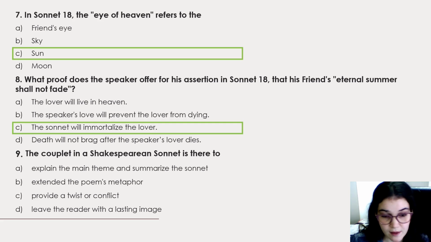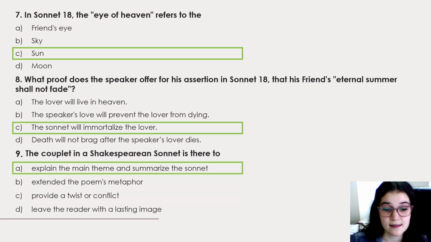Question 9, the last one. The couplet in a Shakespearean sonnet is there to A, explain the main theme and summarize the sonnet. B, extend the poem's metaphor. C, provide a twist or conflict. Or D, leave the reader with a lasting image. The answer is A, to explain the main theme and summarize this sonnet.